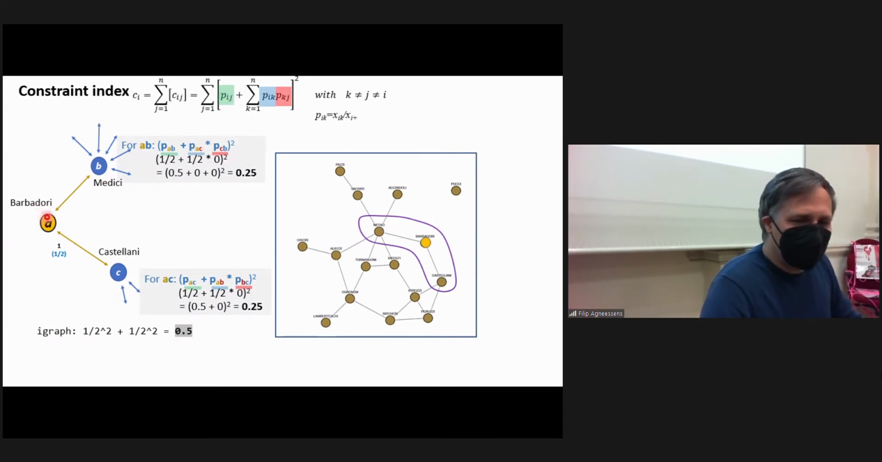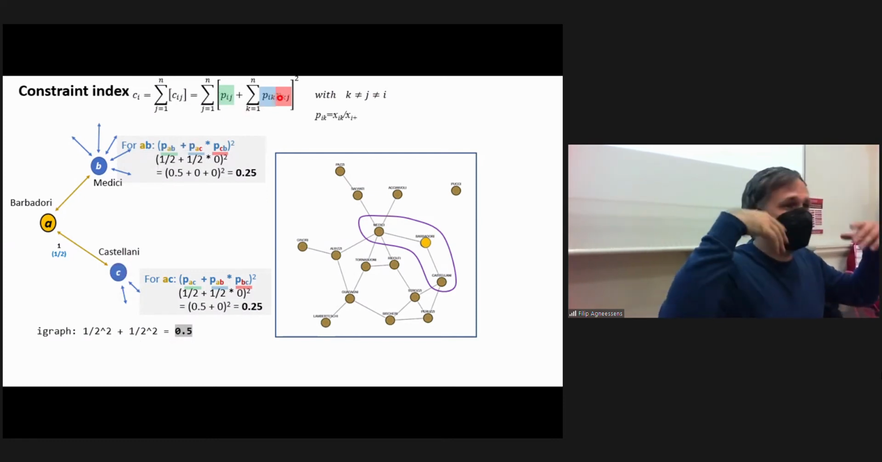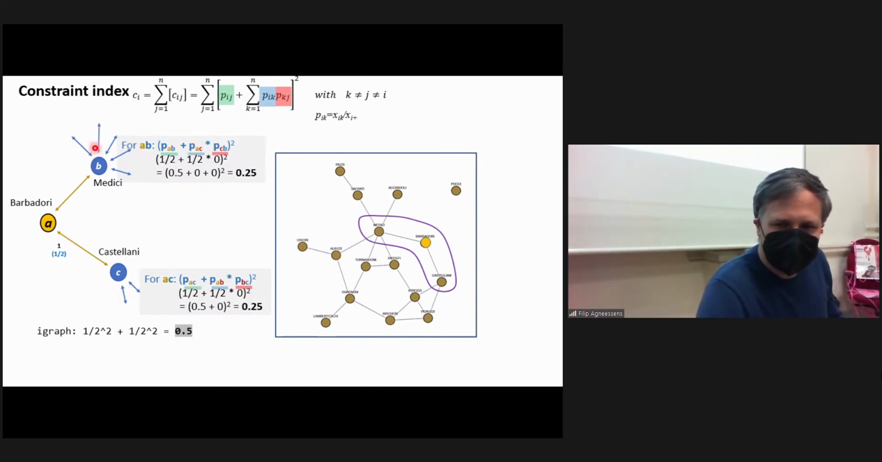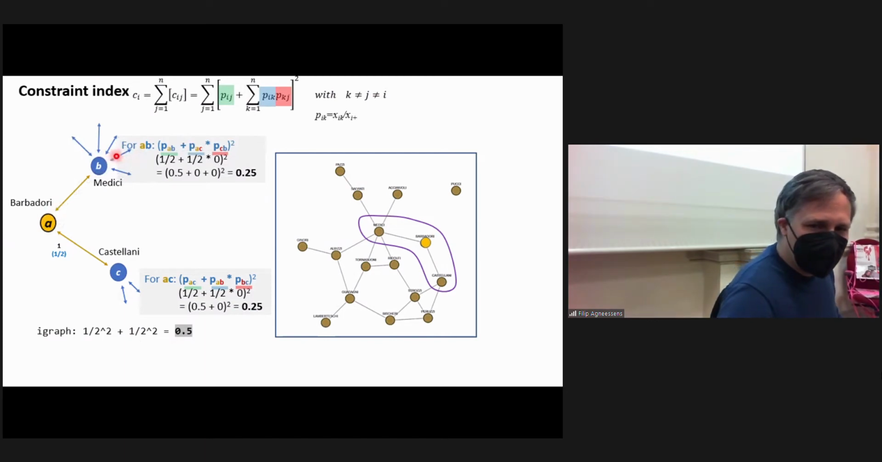Okay, so let's make this concrete. So the Barbadori, that's A. The Medici we'll call B, and the Castellani we'll call C. I'm not using i, j, and k because i, j, and k are the generic names we give them, so we'll give them specific names, A, B, C. Okay, if I focus on A to B, that basically means p_AB. Well, what is this? That's the proportion of time or energy that A spends on B.